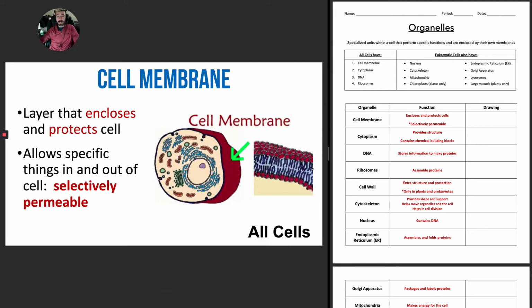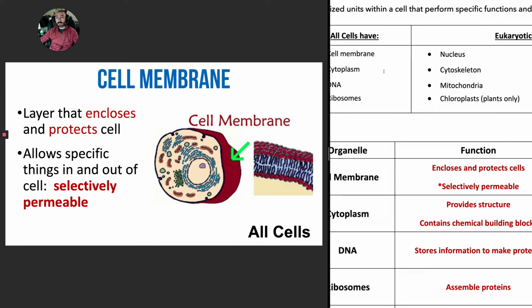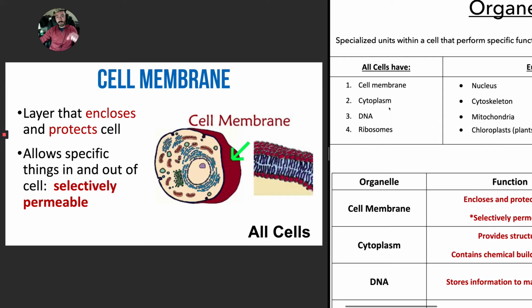The very first thing I want to talk about, and the first four that we'll talk about, are the things that all cells have. If you're following along with me on the notes, I'm going to go ahead and zoom in a little bit. All cells have a cell membrane, cytoplasm, DNA, and ribosomes. So we'll start there. The cell membrane is the layer that encloses and protects the cell, and it also allows specific things in and out of the cell. It's selectively permeable. Selectively permeable means that some things are allowed to permeate, or go in and out, and some things are not.